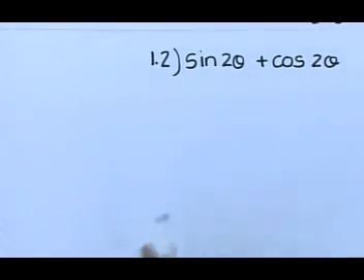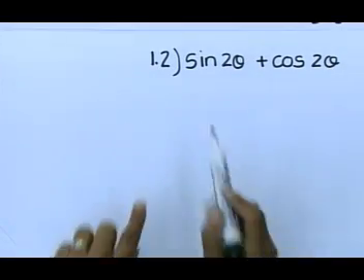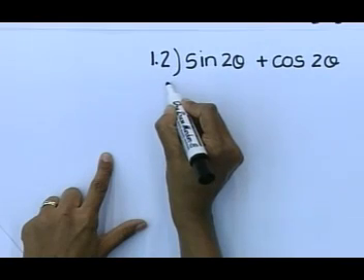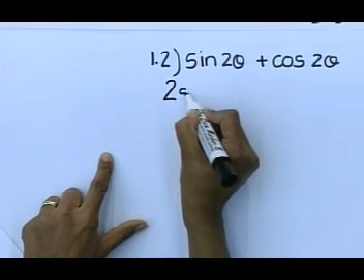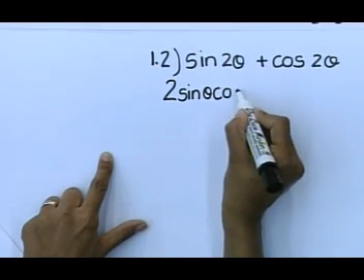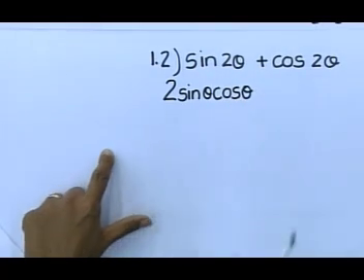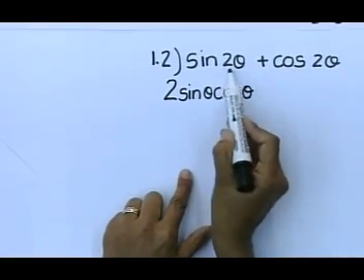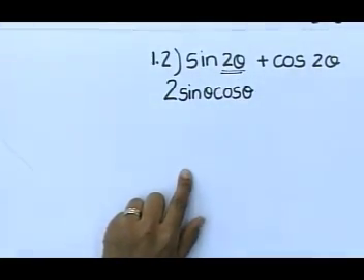If you go to your formula sheet, if you page back quickly, you will see that the expansion for sin 2 theta is 2 sin theta cos theta. You fill it in just as it is on your formula sheet. This is called the double angle formula.